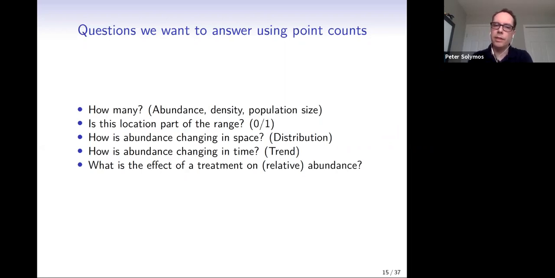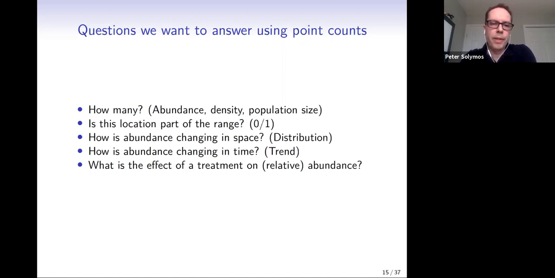But I'm not really interested in how many. How is abundance changing in space? So how can we best describe the distribution as a function of lat-long, land cover types, and so on? How is abundance changing in time, which is the trend? We often are interested in all of this, and trend is used most often in conservation ranking of species, but more often abundance, or especially for rare species, that is also a quite useful and important metric.